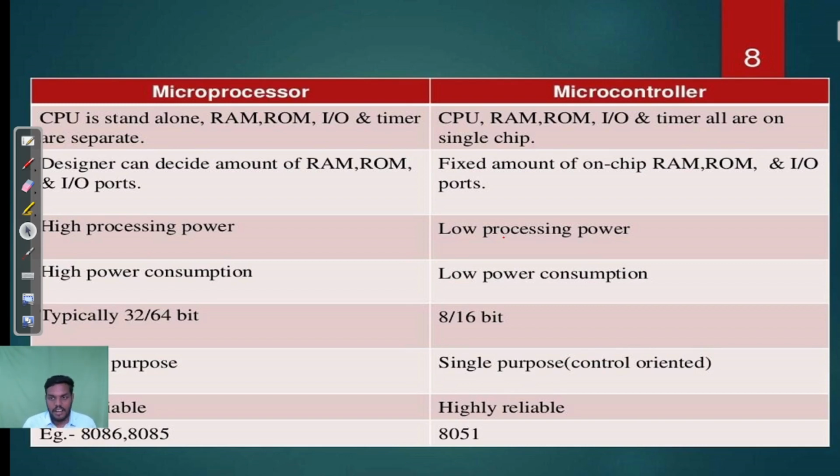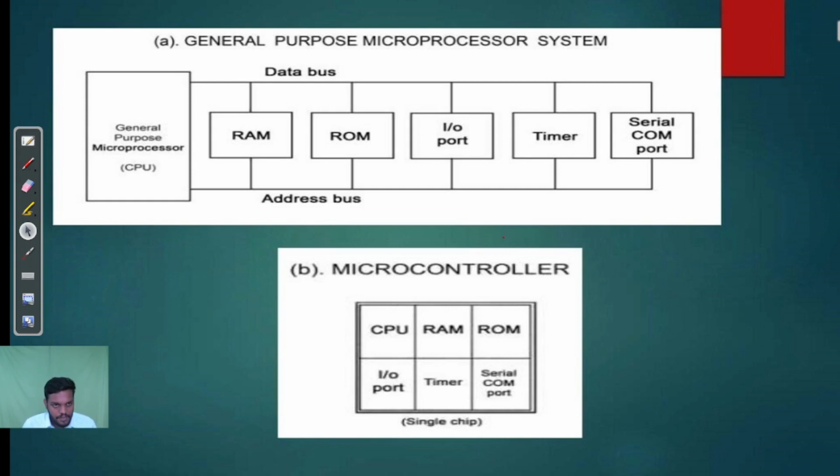Nowadays they include I2C and UART in a particular microcontroller, so it need not require any additional interface sources. This is a general-purpose microcontroller system itself. In the microcontroller, the CPU, RAM, ROM, input output port, timer, and serial COM port are all in a single chip. In a general-purpose microprocessor system, the RAM, ROM, input output, timer, and serial COM are separate, and each is connected through the data bus or address bus.